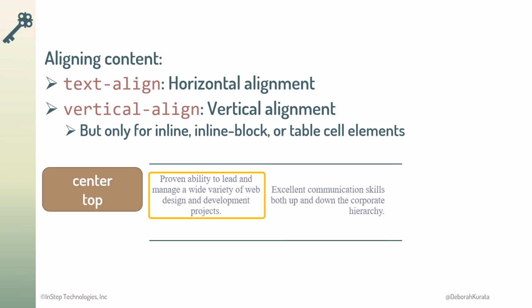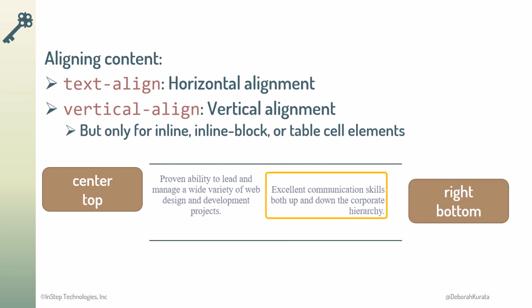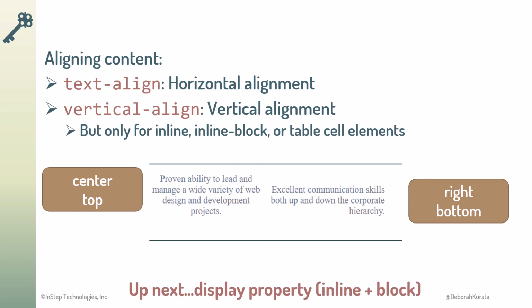The first paragraph is text align center and vertical align top. The second example is text aligned right and vertical aligned bottom. The vertical alignment works here on our paragraphs because they are defined as inline block elements using the display property. Next up, let's talk about that display property and how it affects our alignment.